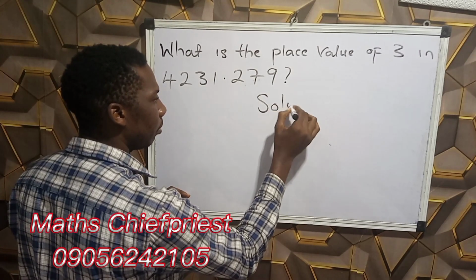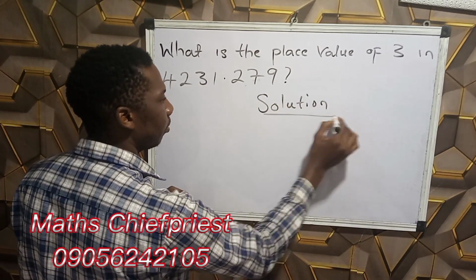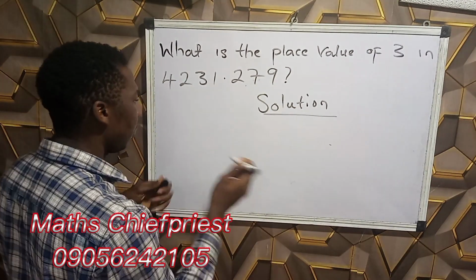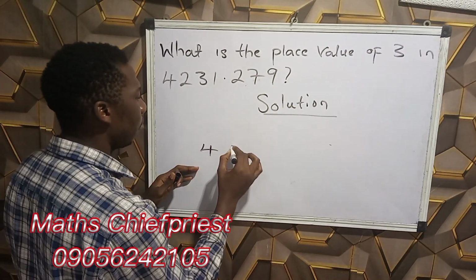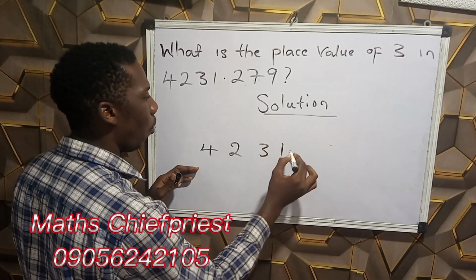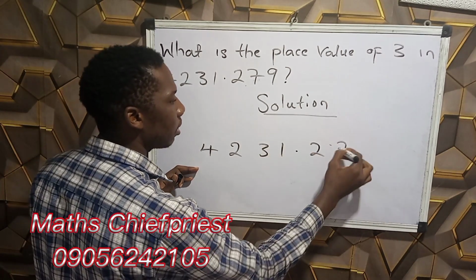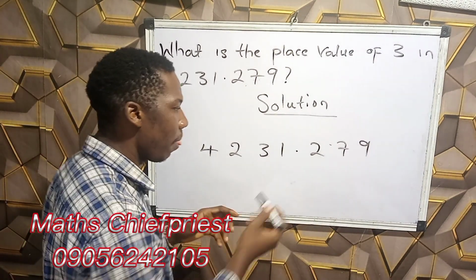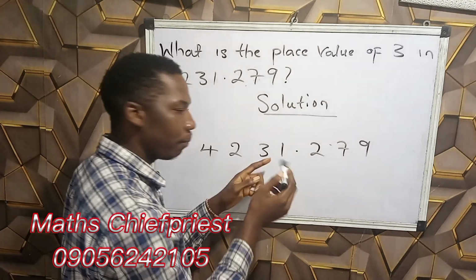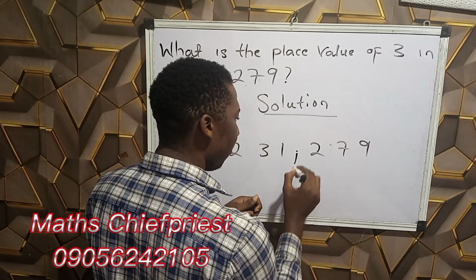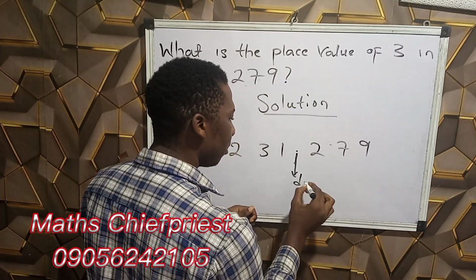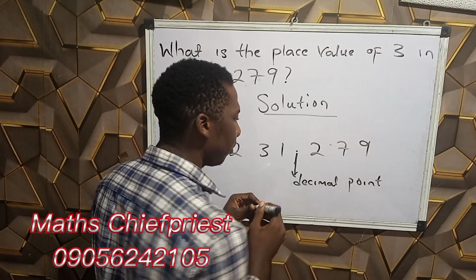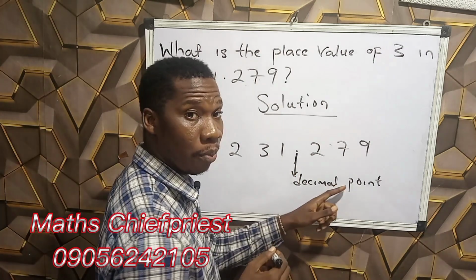Solution. Here I'm going to show you my poem I use in solving this. We have 4231.279. What is the poem I use to solve it? My left at the decimal point, this remains your decimal point. This is your decimal point.